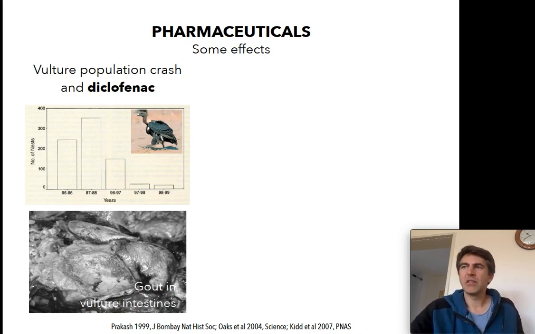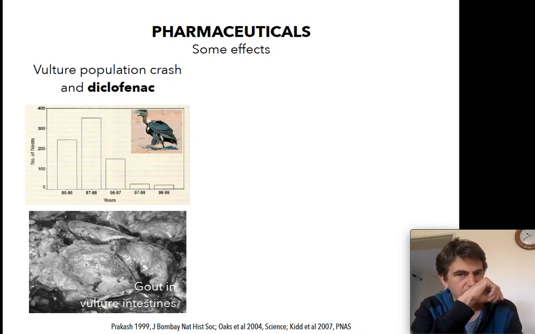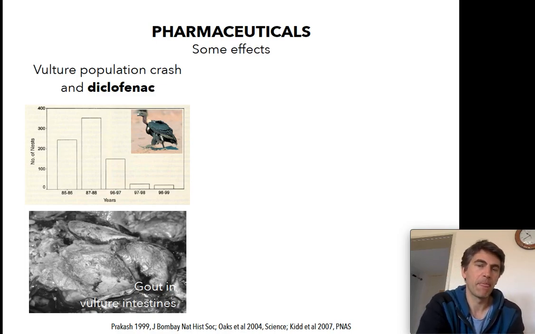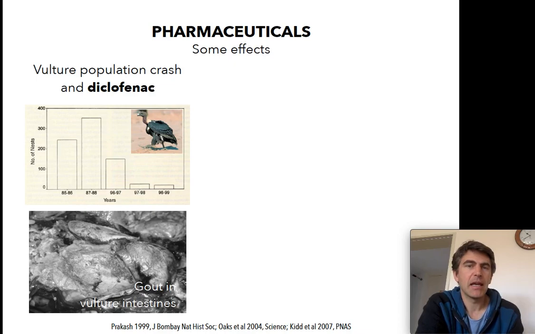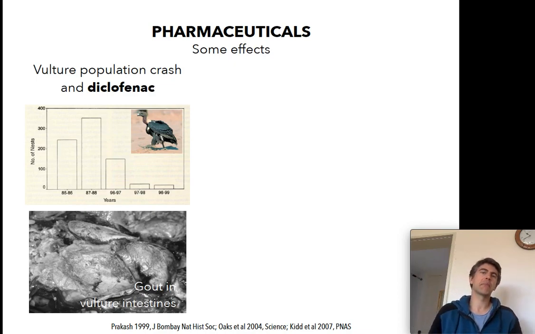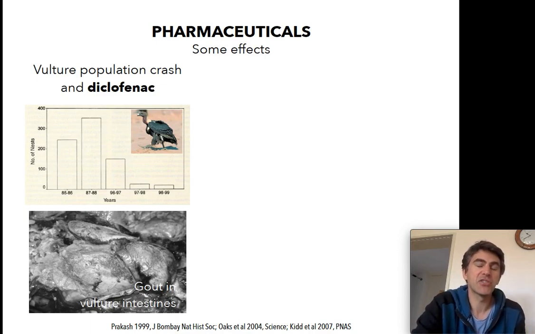One particularly dramatic example, or two dramatic examples actually on this slide here. One of them is the use of diclofenac. Diclofenac is an anti-inflammatory drug. It is used by people, but it's also used in the livestock industry. And in the livestock industry, it has caused major problems for vultures that ultimately feed on dead livestock.